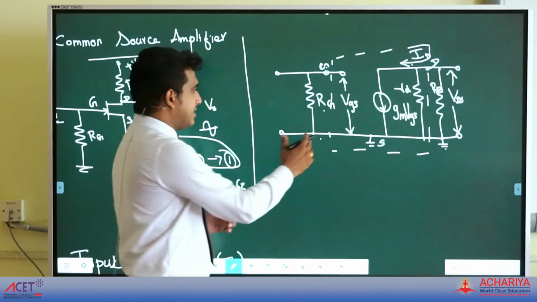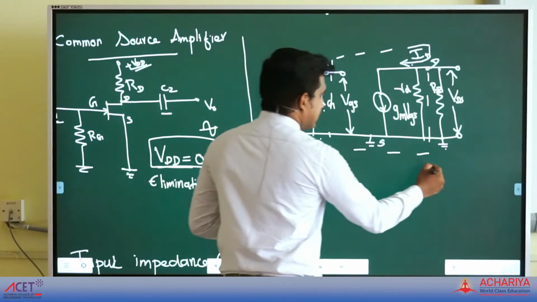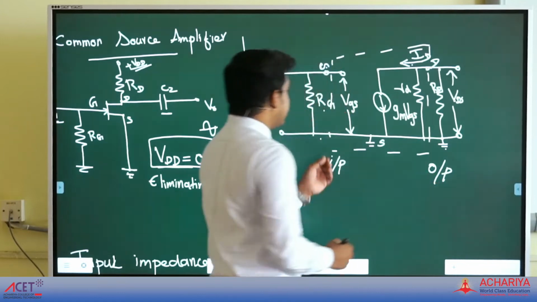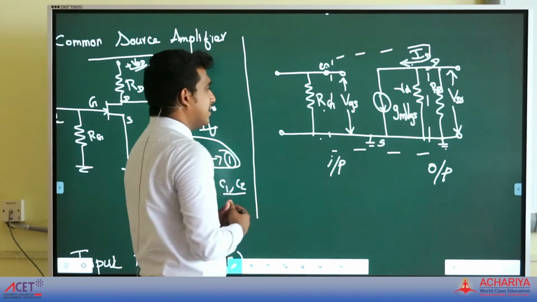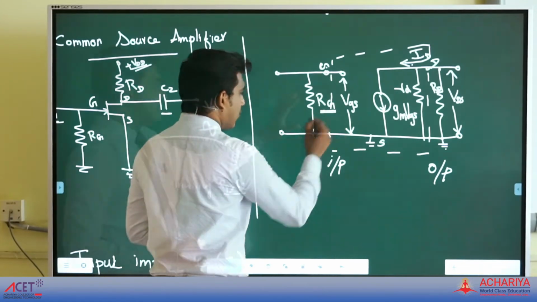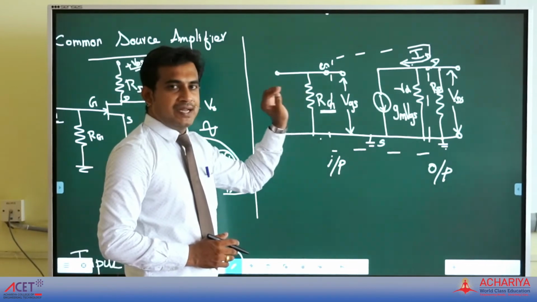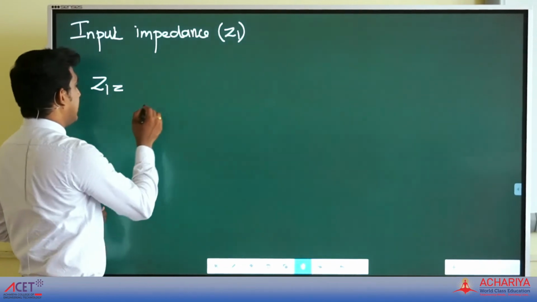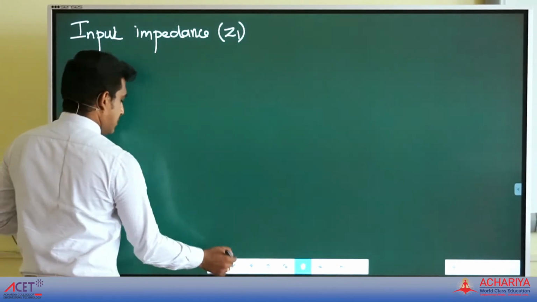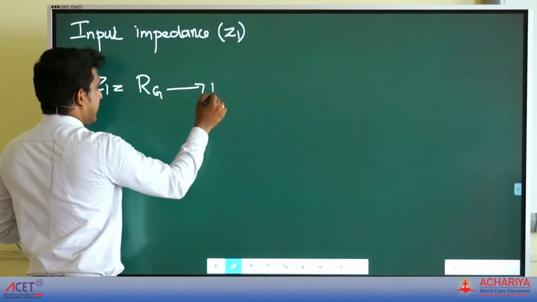Okay. This is the AC equivalent circuit we have drawn. This is the input side and this is the output side. The total resistance present in the input side, overall input side, the total resistance here is RG alone. That's why by seeing the circuit itself, we can say input impedance ZI is equal to RG. So we can write input impedance ZI is equal to RG. Equation number 1.